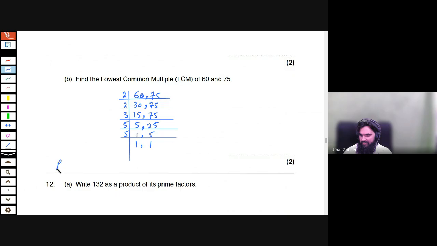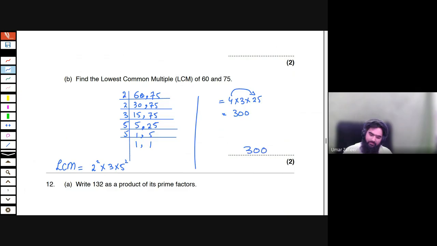So I'm going to get the LCM of 60 and 75 will be equal to 2 squared into 3 into 5 squared. 2 squared will be 4. 5 squared will become 25. 4 multiplied by 25 will be 100. 100 multiplied by 3 will be 300. So the LCM of 60 and 75 will be 300.